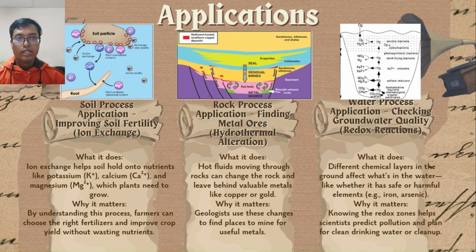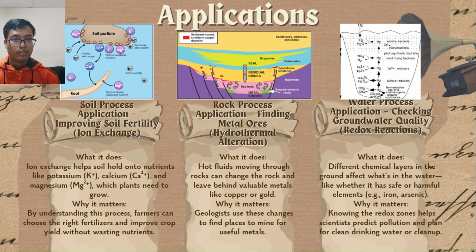So next one, let's see the application of the rock process. We can use it to find metal ore through hydrothermal alteration. So how does it work? Hot fluids moving through the rocks can change the rock and leave behind valuable metals, for example copper or gold, some of the common metals that we mine. So geologists can use this change to find a place to mine these useful metals.